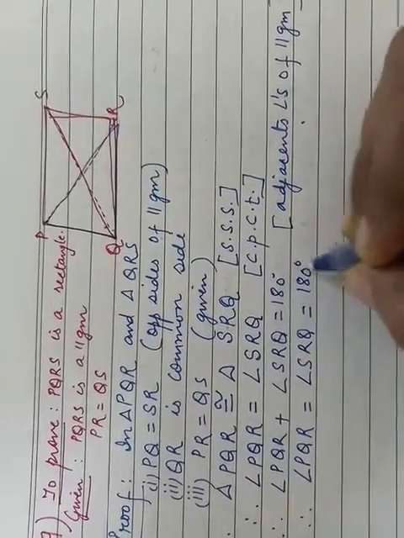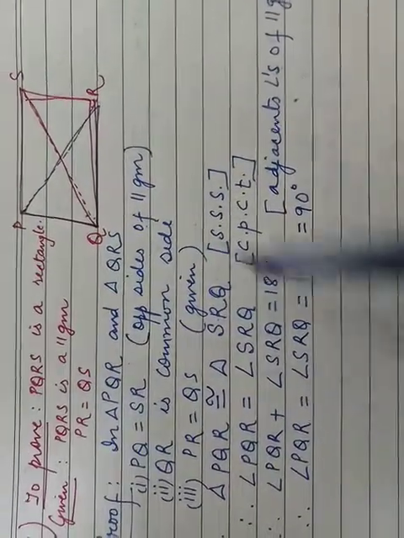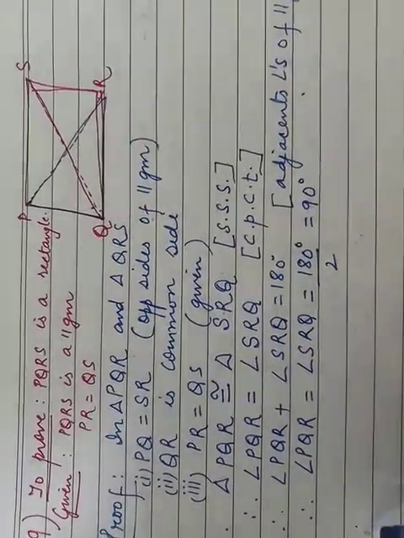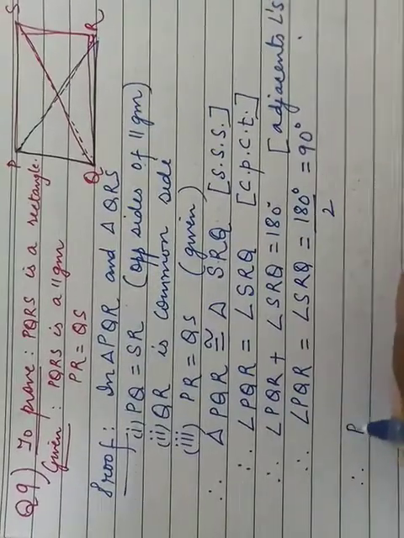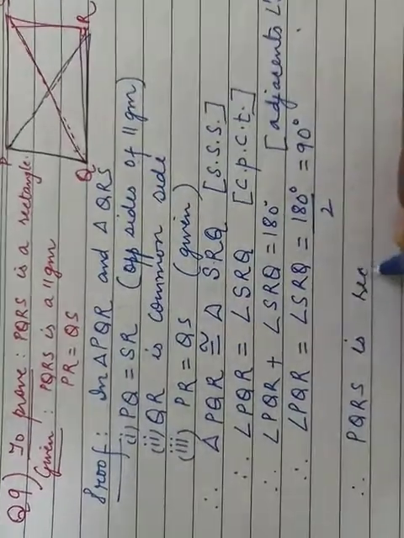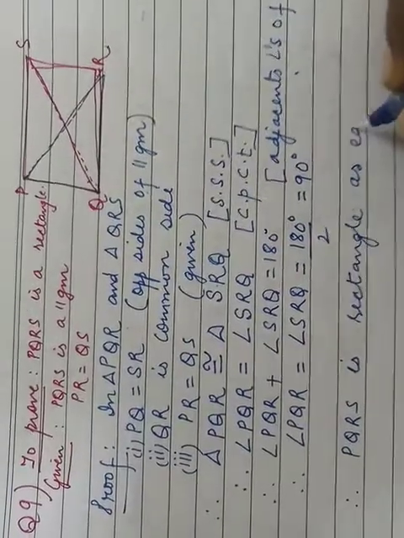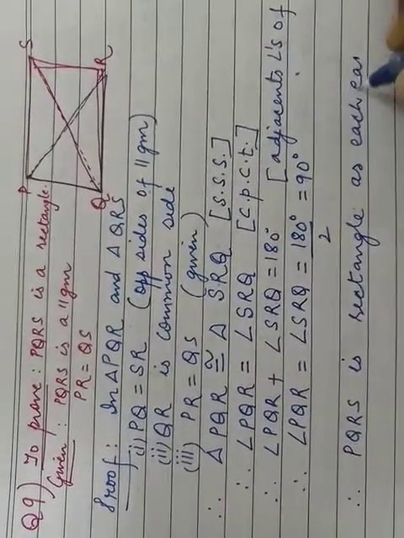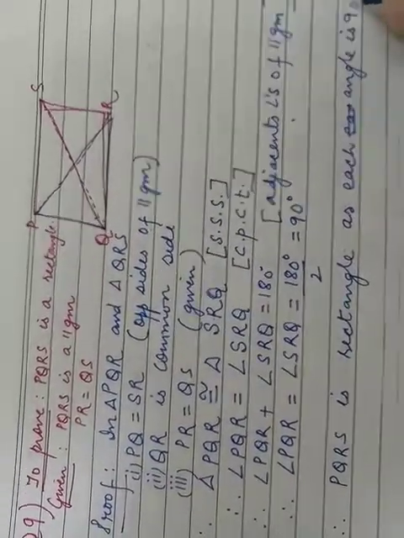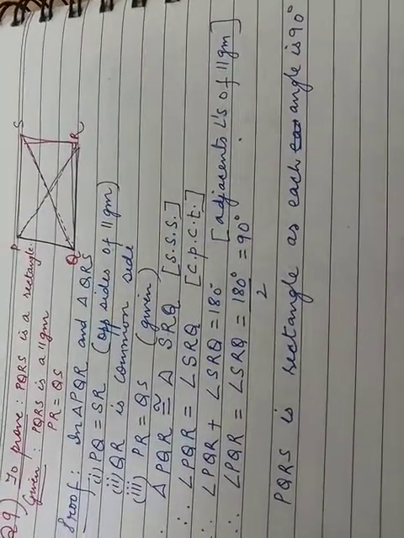Each will become half of 180, that is 90 degree. So we have proved that each angle measures 90 degree. Therefore, it is a rectangle. So we'll write: therefore PQRS is a rectangle as each angle is 90 degree. So this way we are going to write the proof.